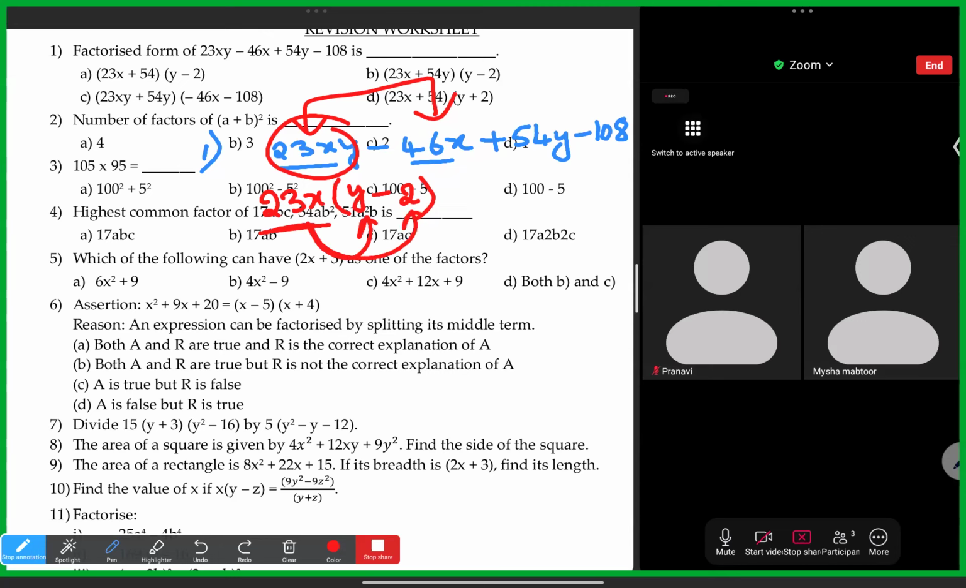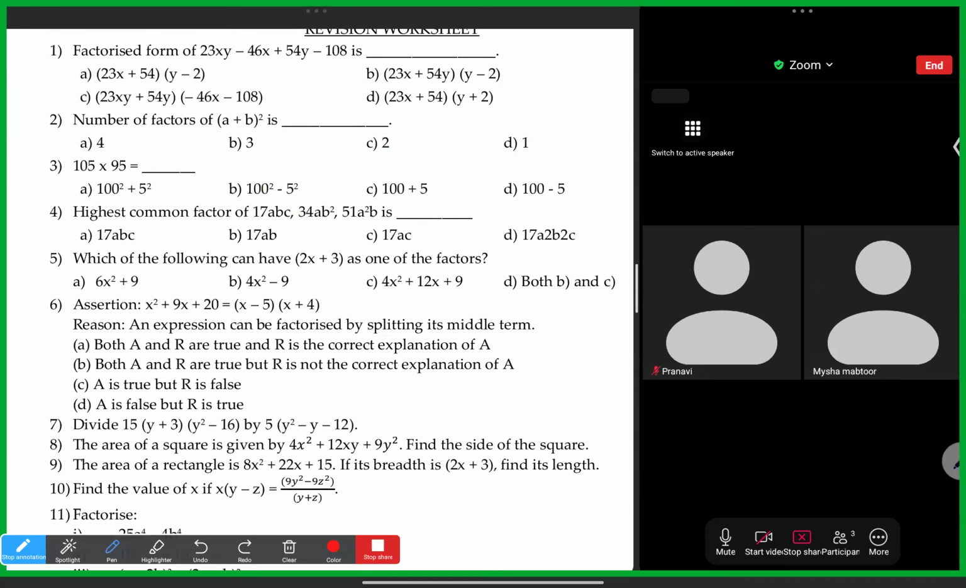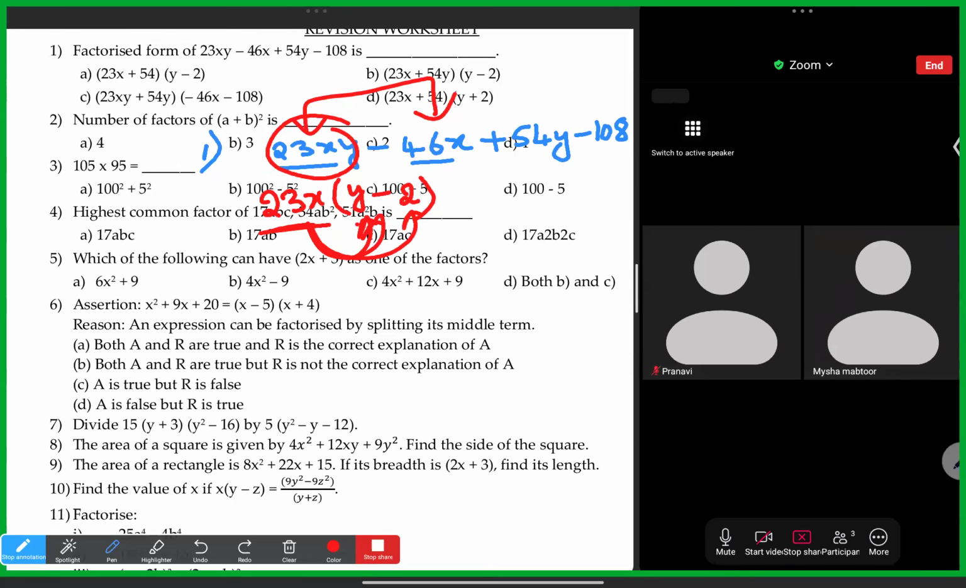Left means what? You're taking it common. When you multiply it back, you get the original: 23x into y is 23xy, and 23x into minus 2 is minus 46x. Next, in 54y and minus 108, 54 is common. So we write 54 into y minus 2 again. Yes, Pranavi, that is correct. So now we write 23x plus 54, since 54 is common here, into y minus 2.